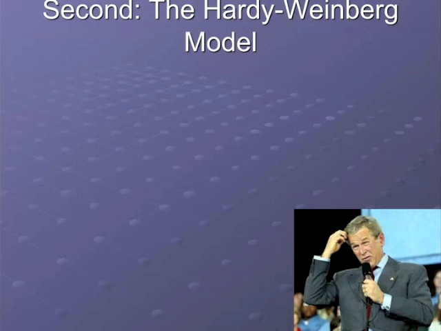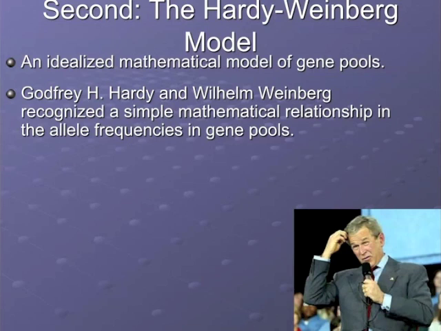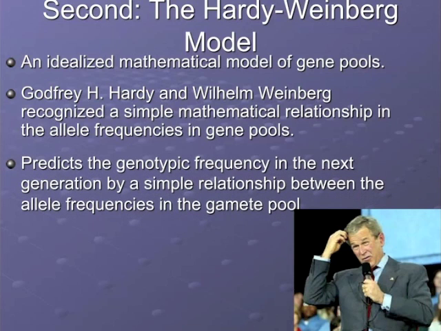So, what the Hardy-Weinberg model states is a mathematical model of gene pools and how they relate. These two guys, Godfrey Hardy and Wilhelm Weinberg, recognized that there is a simple mathematical relationship in the allele frequencies in gene pools, that can then predict the genotypic frequency in the next generation. By saying, okay, this gene pool has this allele frequency, and therefore the next generation should have this genotypic frequency, which makes tons of sense, of course. It's not confusing whatsoever.